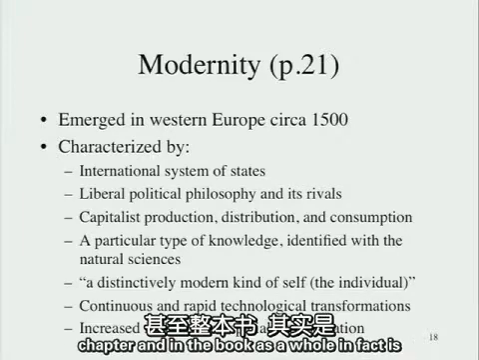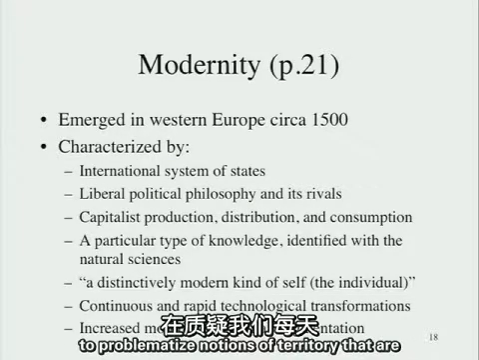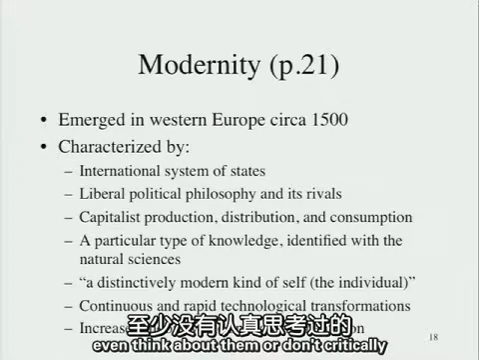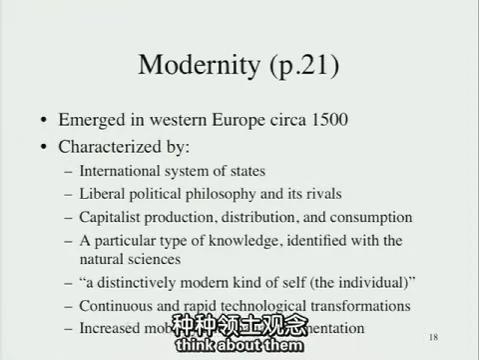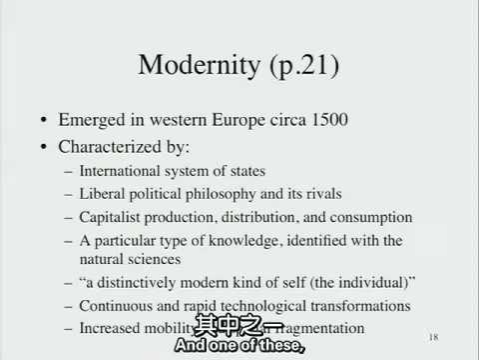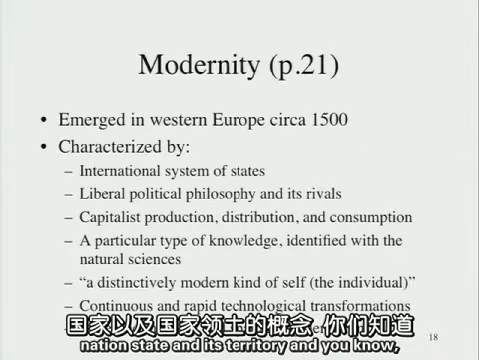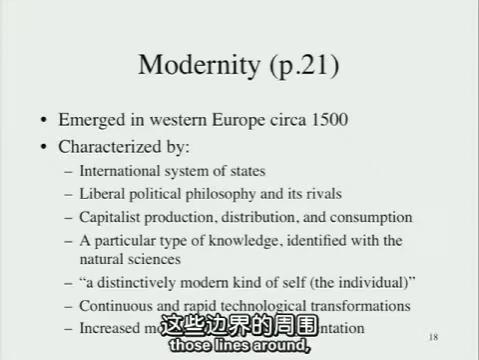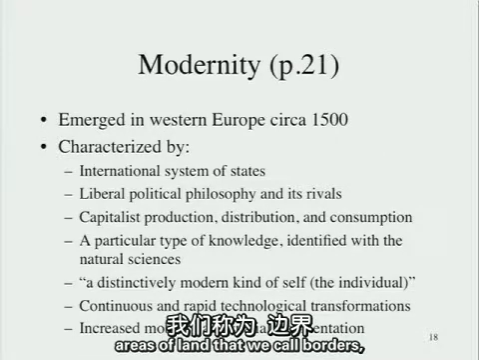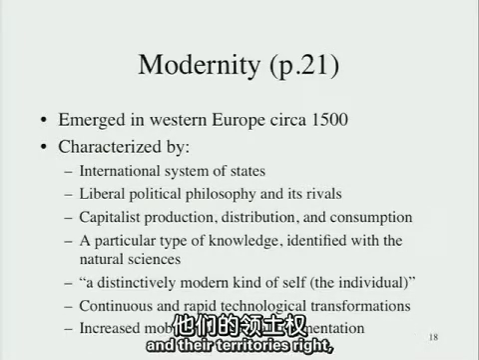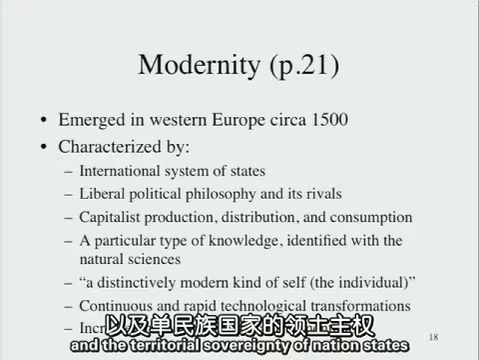Part of what Delaney is trying to do in this chapter and in the book as a whole is to problematize notions of territory that are so taken for granted for us that we maybe don't even think critically about them. And one of these, the central one really, is the idea of the nation state and its territory. Those lines around areas of land that we call borders and that define nation states and their territories, right? And the territorial sovereignty of nation states.